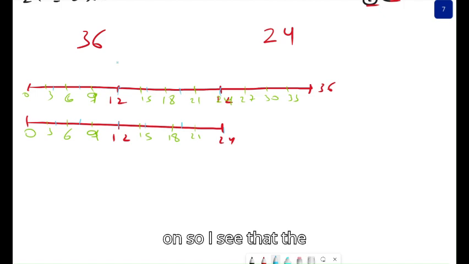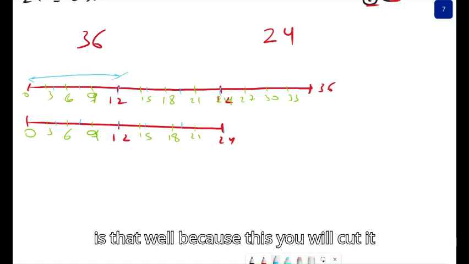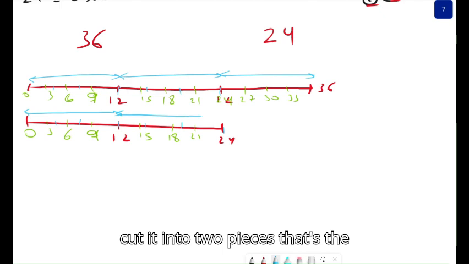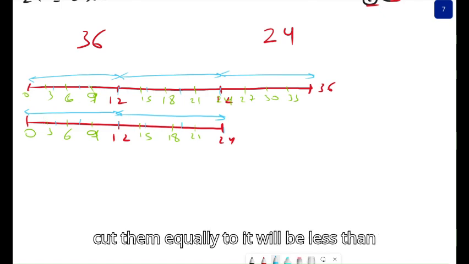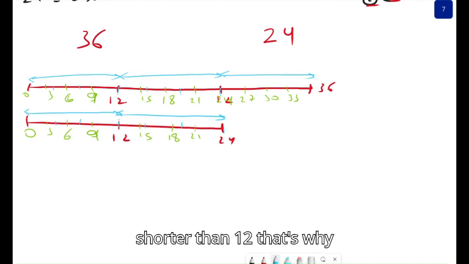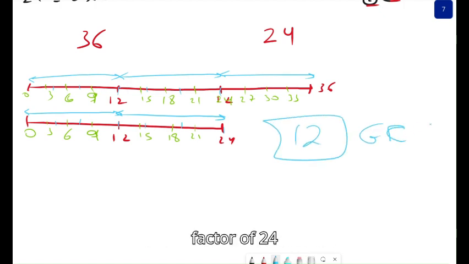So I see that the largest piece in which you can cut them is the 12 because this you will cut into 3 pieces and this you will cut into 2 pieces. That's the longest piece. Any other piece you will cut them equally to, it will be shorter than 12. That's why 12 is the greatest common factor of 24 and 36.